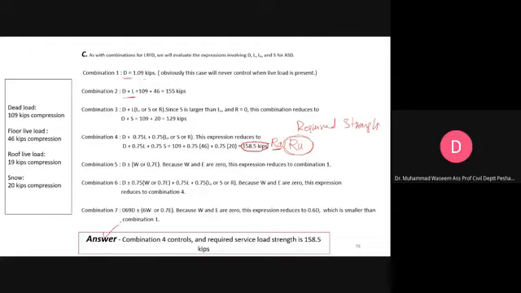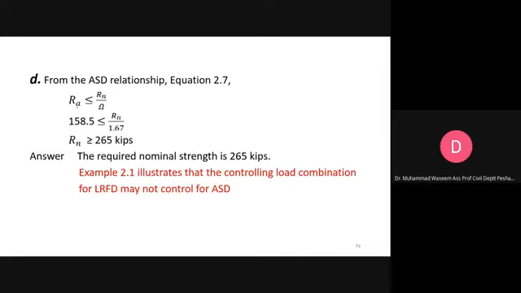So now you have to use this formulation. We know that in case of ASD, this required strength should be less than or equal to this allowable strength, and we know the factor of safety in case of yielding. Okay, you can use this factor of safety. This will go to this side, and similarly you will calculate the nominal strength. So you have calculated the nominal strength using both LRFD and ASD. Okay, the controlling load combination for LRFD may not control the ASD.